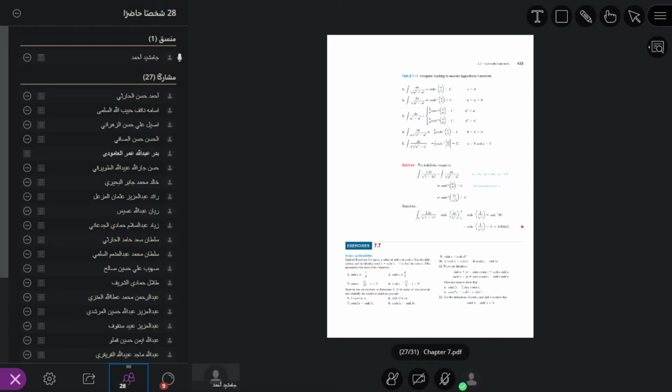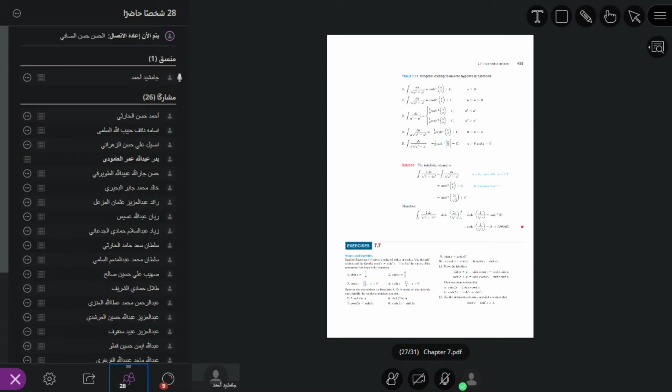Okay. So last time we discussed the derivative of inverse hyperbolic functions. So today we shall discuss the integral leading to inverse hyperbolic functions.